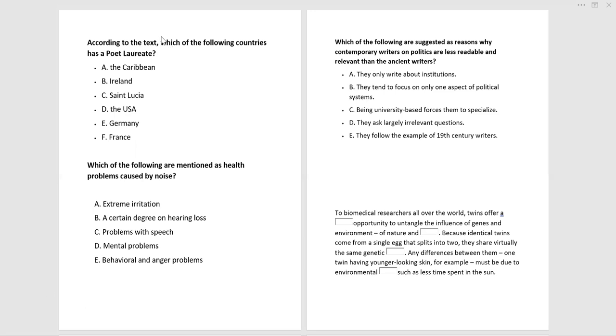Thank you. Yes, sure. And the options which are right for this question are B and C. They tend to focus on only one aspect of political systems. Being university-based forces them to specialize. These are the two answers suggested as the reason why contemporary writers on politics are less readable and relevant than the ancient writers, because they focus on one aspect of political systems and being university-based forces them to specialize.